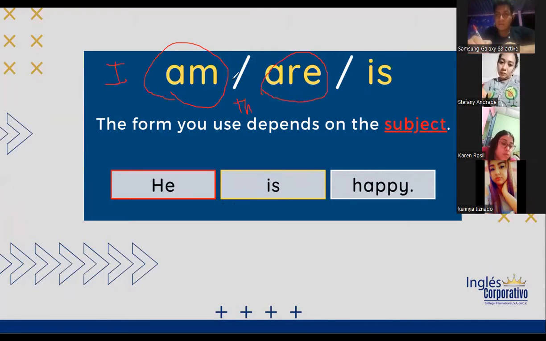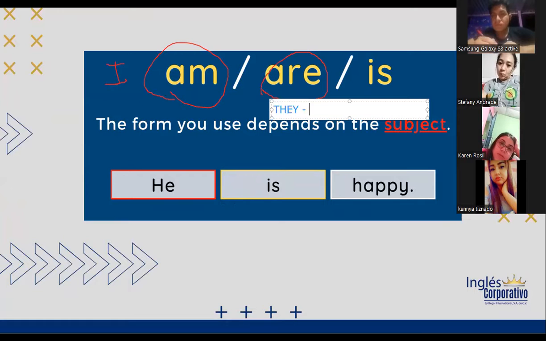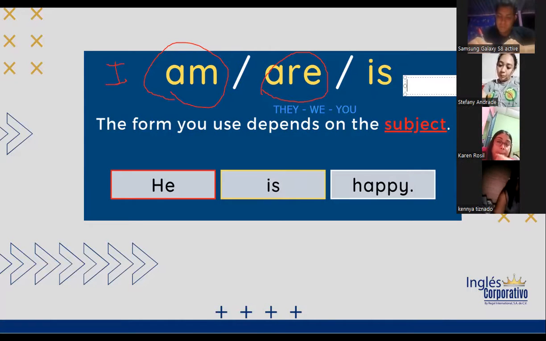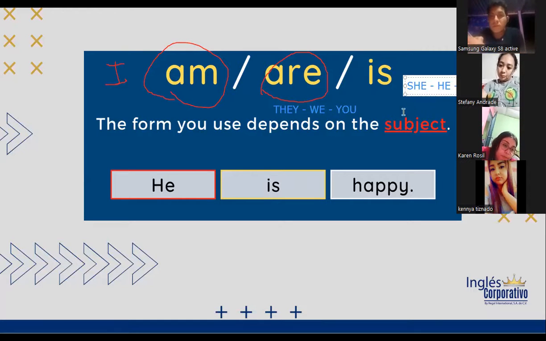Are we use for they. Let's change this, let's write with text here. For they, for we and for you. They means ellos, we, nosotros, you, tú. Is we use with the subjects she, he and it. She means ella, he, él, it, eso.